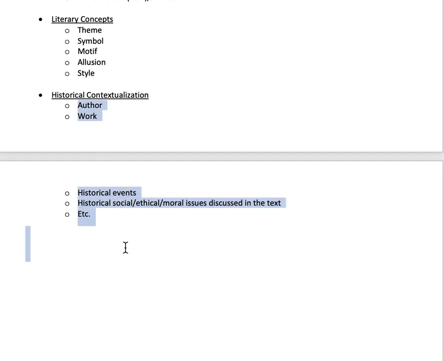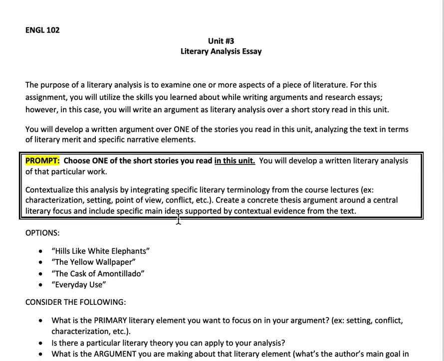And then, of course, last but not least, you can also think about the historical context. So the biographical context of the author, the history surrounding the work, the events taking place at that time, the social, ethical, or moral issues being discussed, so on and so forth.